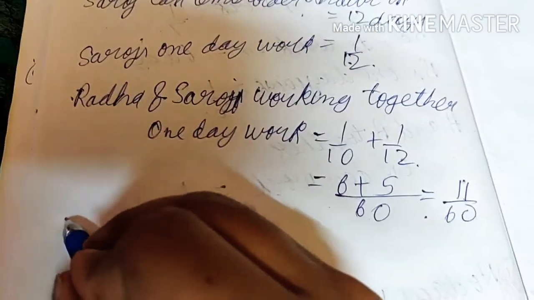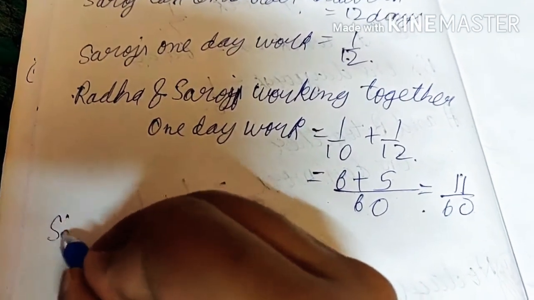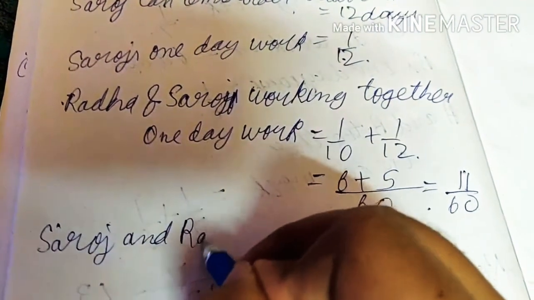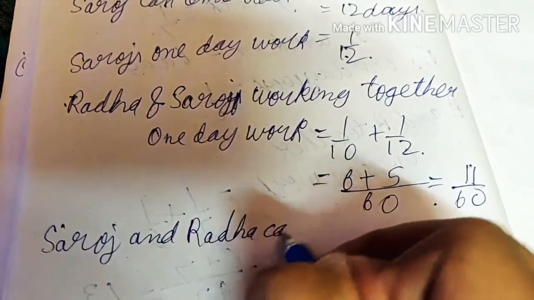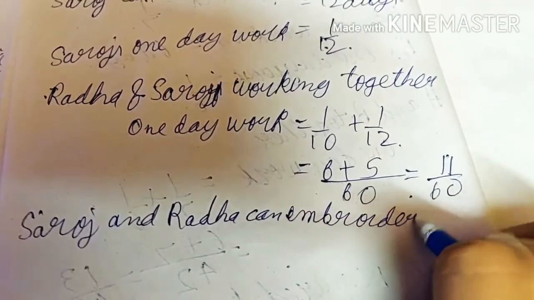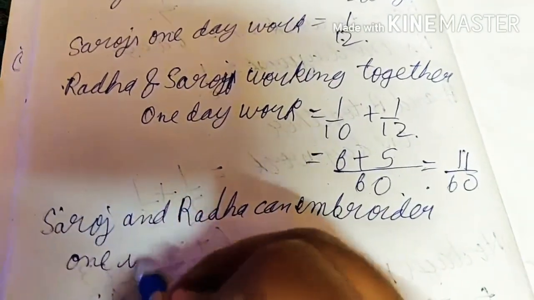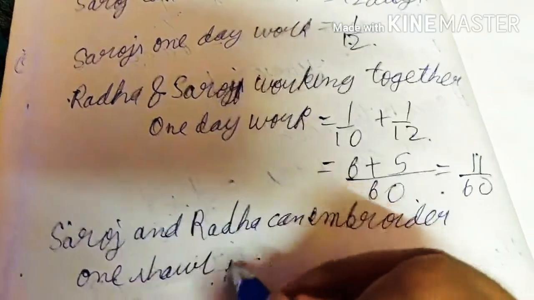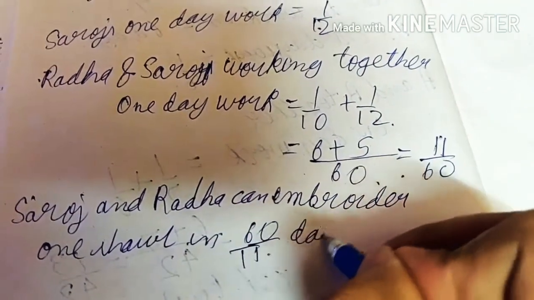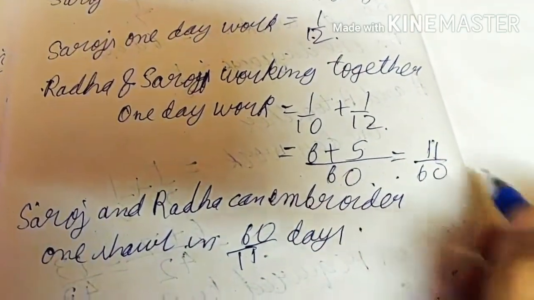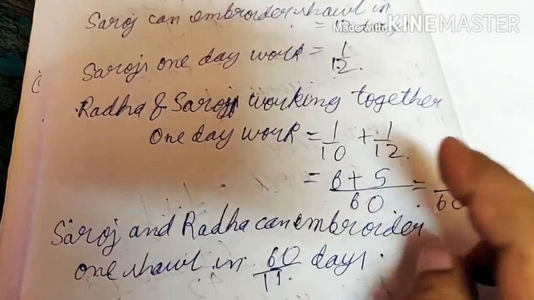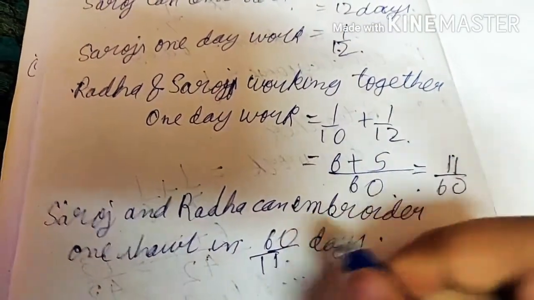So Saroj and Radha can embroider one shawl in 60 by 11 days. They can embroider one shawl together in 60 by 11 days. If they work together, they will embroider one shawl in 60 by 11 days.